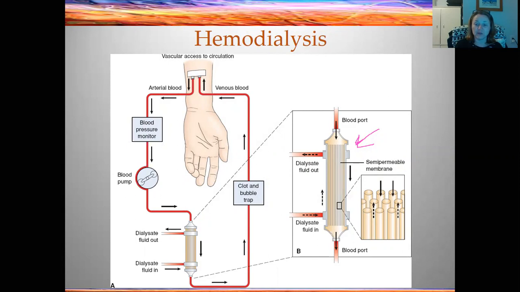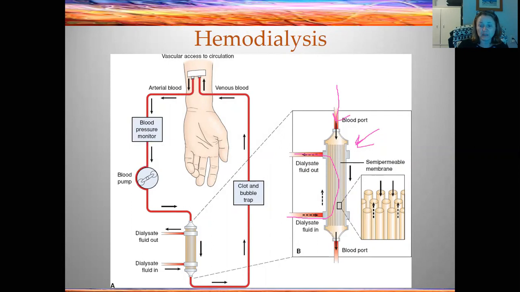It happens by diffusion, so toxins and waste products are going to move from an area of higher concentration in the blood to the area of lower concentration in the dialysate. So we've got blood coming in and then dialysate fluid coming in and out. The blood, as it goes in, is highly concentrated, but then all of the toxins will move into that lower concentrated dialysate fluid and then be removed out.